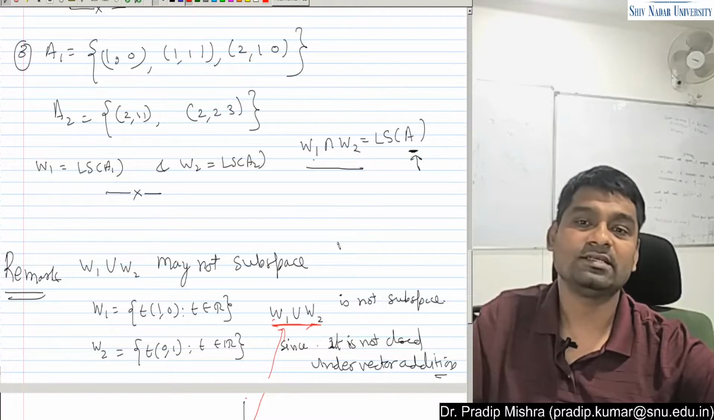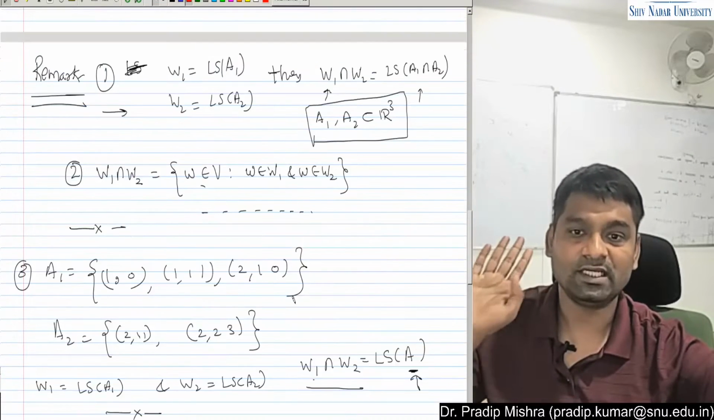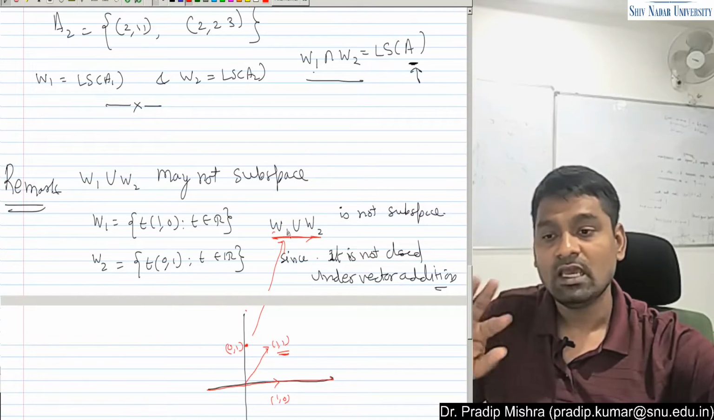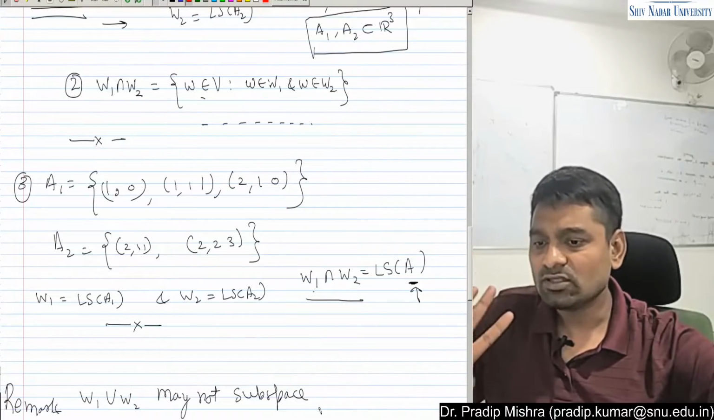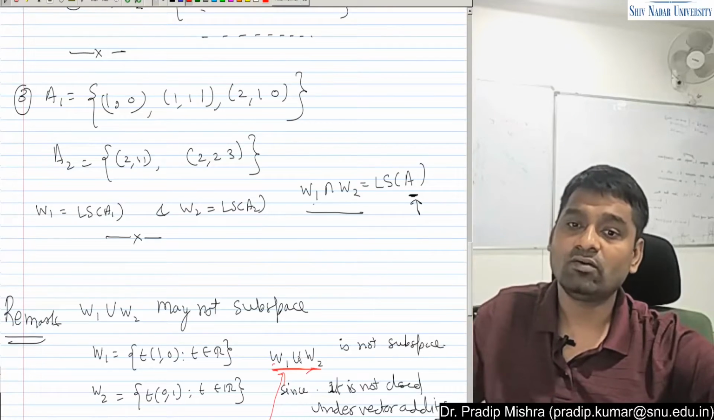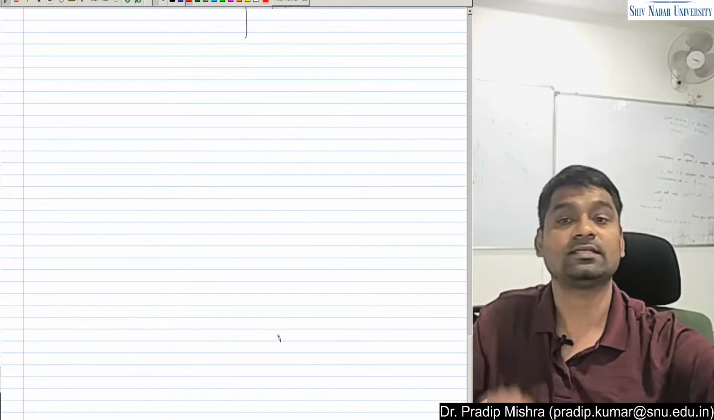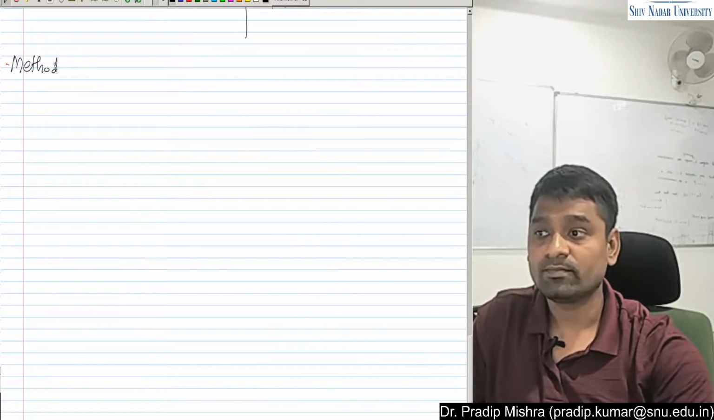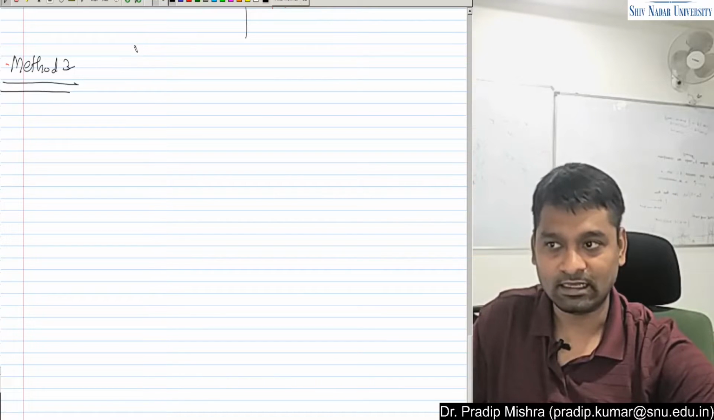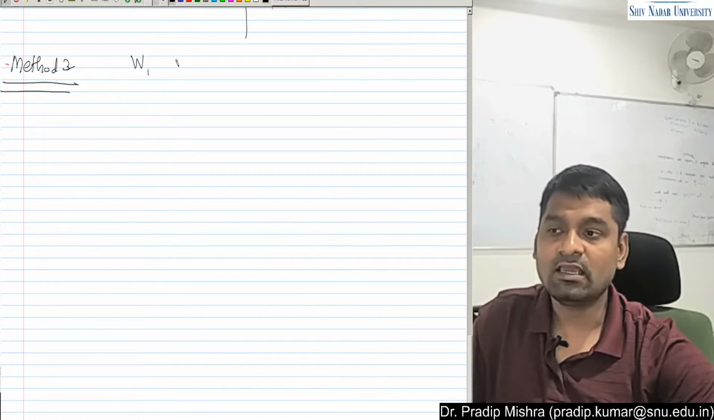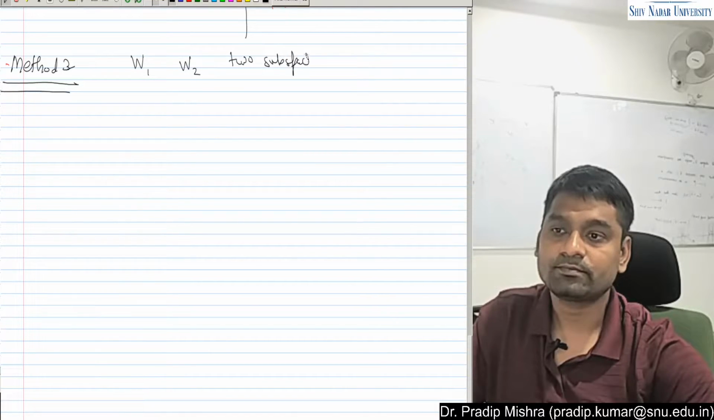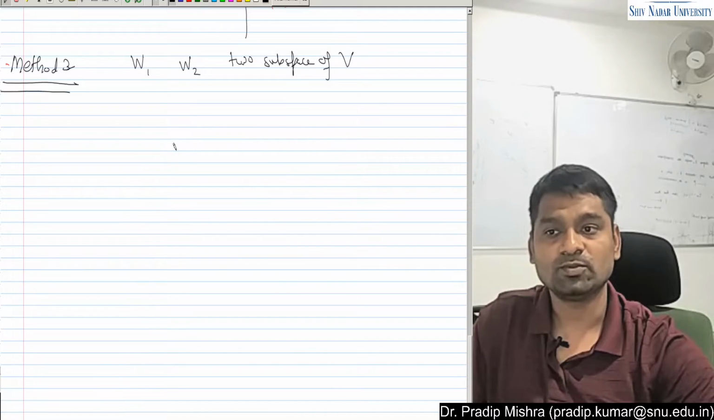One can ask when it is a subspace, and there is a theorem we will be discussing: W1 union W2 is a subspace if and only if one is contained in the other. But this doesn't give you any method to construct subspaces. In this video, our aim is to get some methods to construct subspaces. Method 3 is very easy. Let me start again with W1 and W2 subspaces of V.